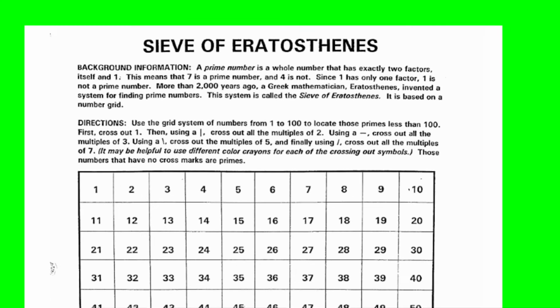So let's read the part that says background information. A prime number is a whole number that has exactly two factors, itself and 1. This means that 7 is a prime number and 4 is not. Since 1 only has one factor, 1 is not a prime number. More than 2,000 years ago, a Greek mathematician, Eratosthenes, invented a system for finding prime numbers. This system is called the Sieve of Eratosthenes. It's based on a number grid.